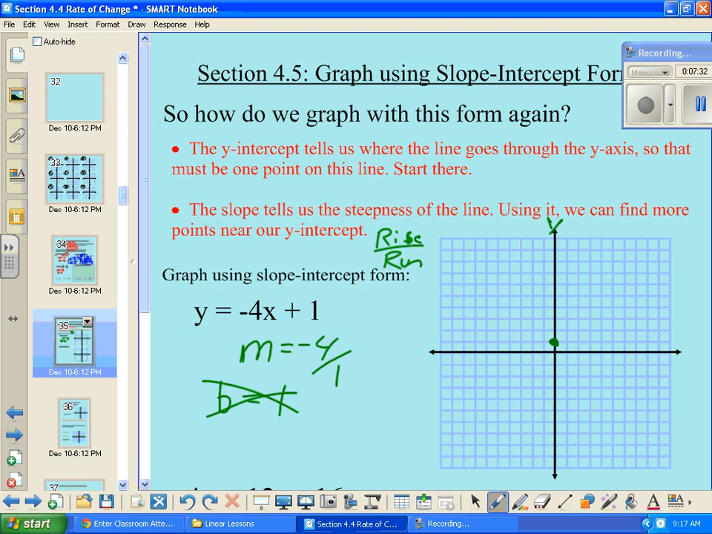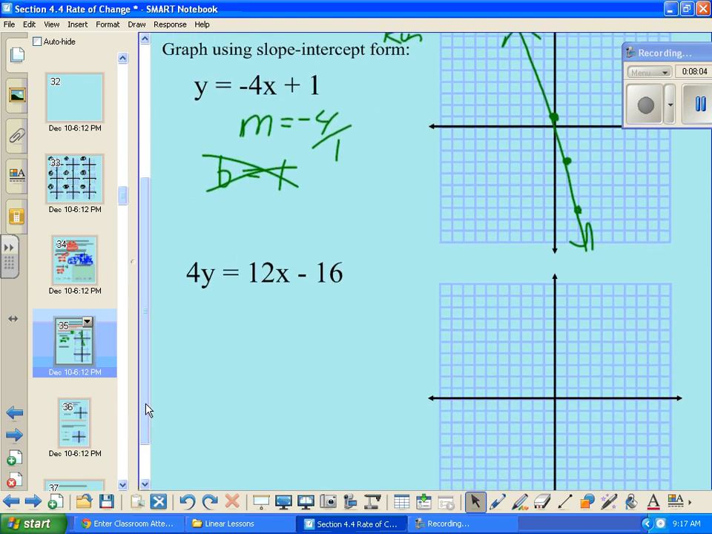So the slope is negative 4 over 1, and that means go down in the y direction, so I'm going to go down 4 and to the right 1 to find my next point. If I go down 4 from here, 1, 2, 3, 4, and then to the right 1, there's another point that should be on this line. That's how I can make the graph of this equation, by using the y-intercept as a starting point, and then using the slope from there. Maybe just going through one more review here.